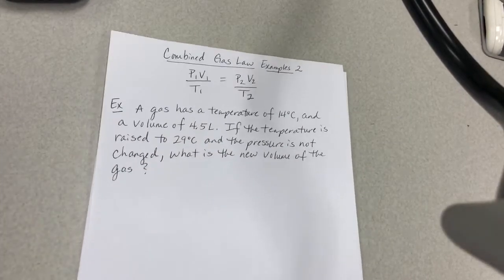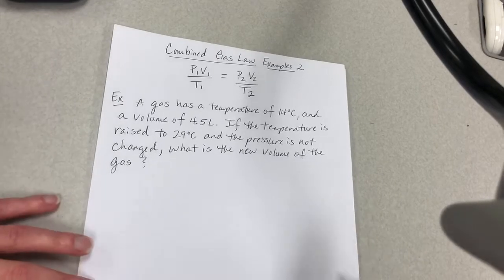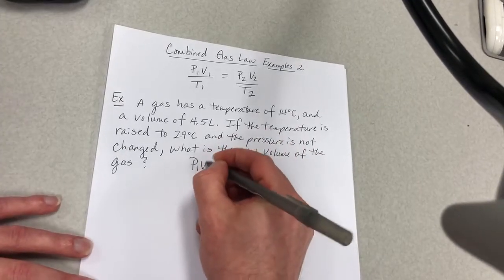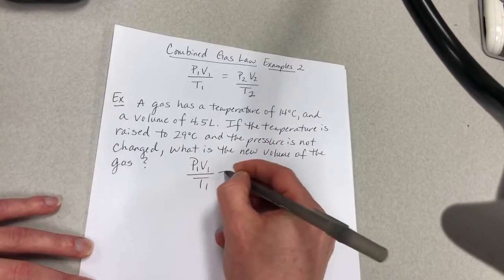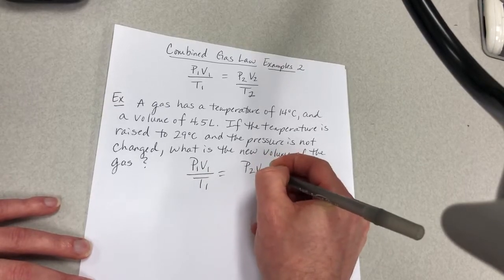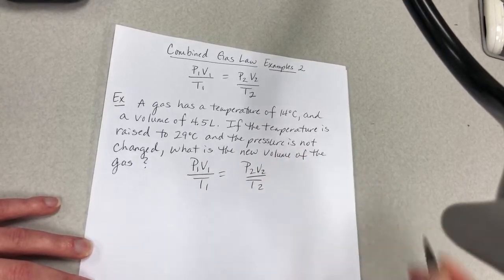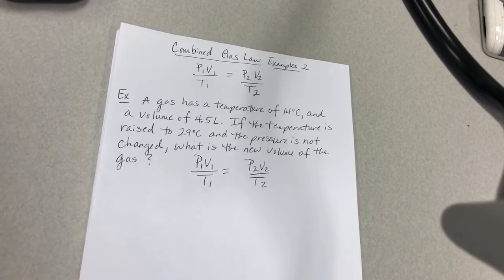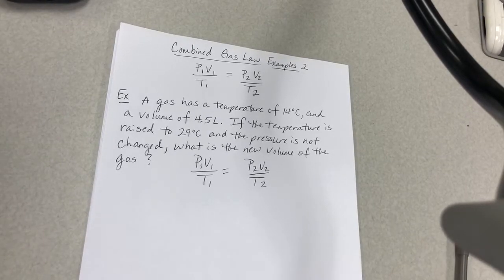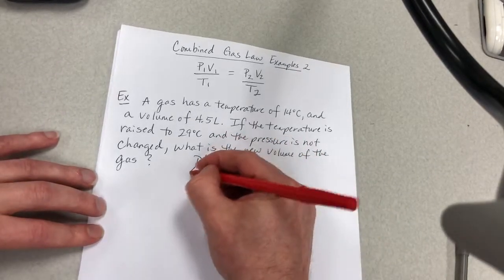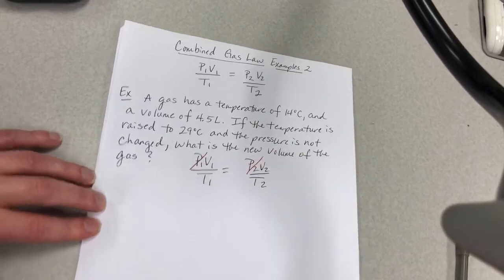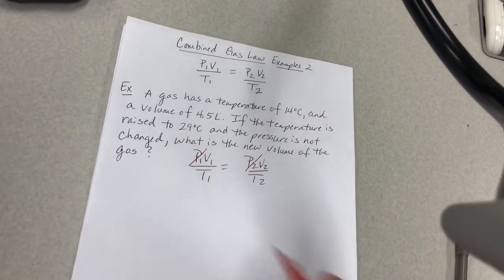Okay, so our first step is going to be write the formula. So P1 V1 over T1 is equal to P2 V2 over T2. Now, it says that the pressure is not changed in this question, so we're going to cancel out the pressure on both sides. So we're not going to even deal with pressure. So pretty much we have a Charles law problem.